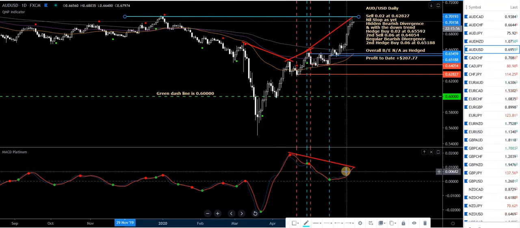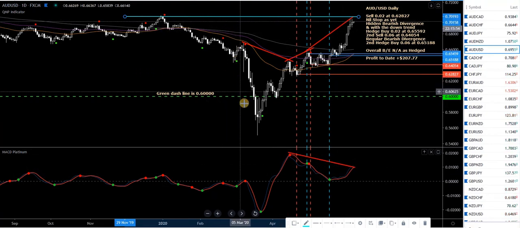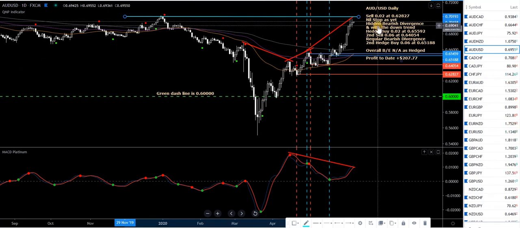Again, the MACD platinum's been above the 0 level. Again, Corona, big number, 60-cent level. I should have probably drawn the 70-cent level in there, which is probably where we're at the moment, or close to it. Hence the market stalling there.